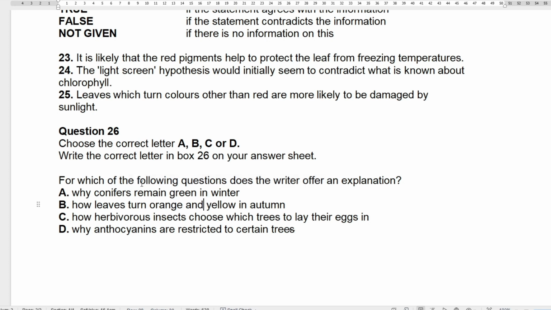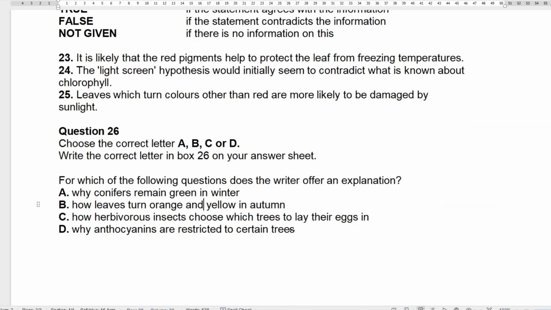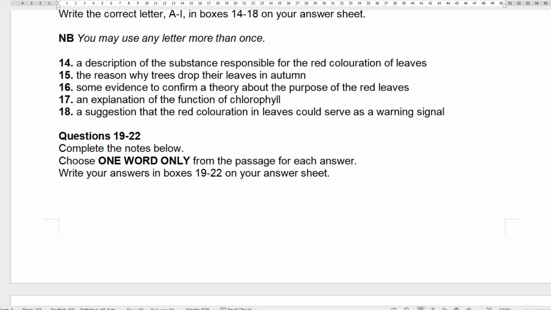However, the question is a little bit altered, saying the following question: does the writer offer an explanation? So it means what this whole explanation is going to be about. So yeah, let's see that, and we'll go one by one. So in terms of, let me try to explain.